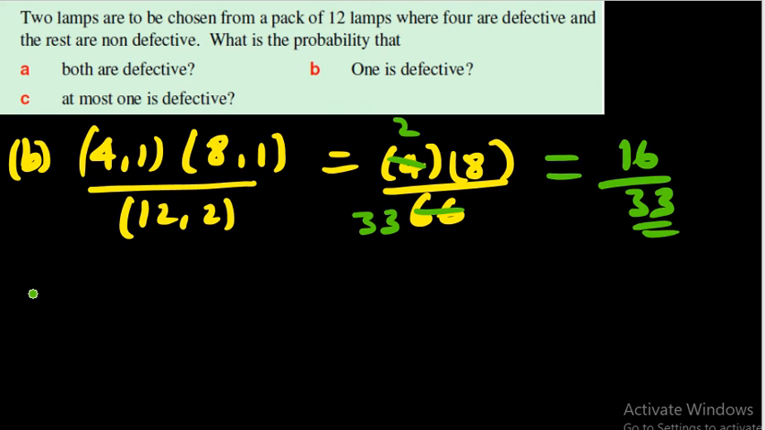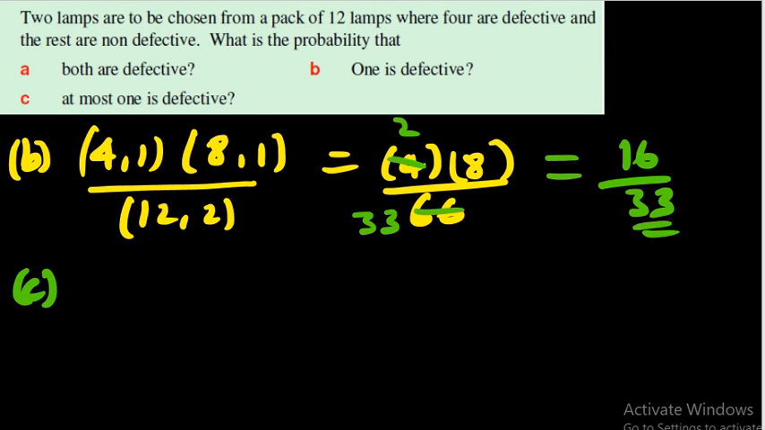When you go to C, what is the probability of at most one defective? This is a confusing phrase. At most one defective means it is possible to have non-defective, and it's also possible to have no defective. More than one defective is not allowed.